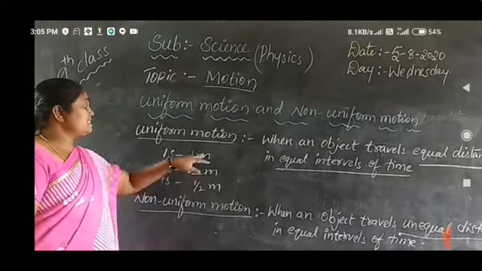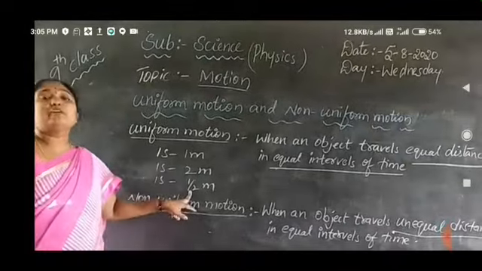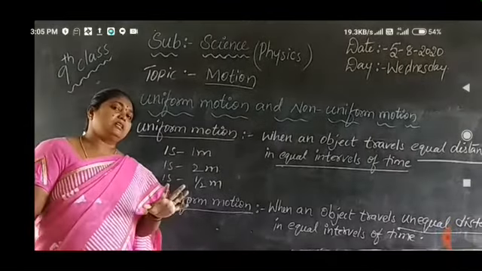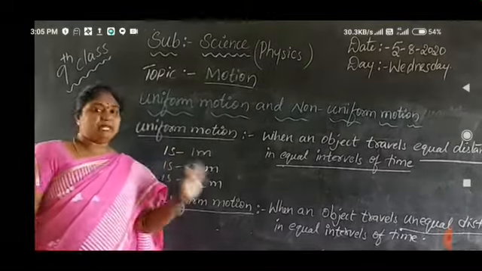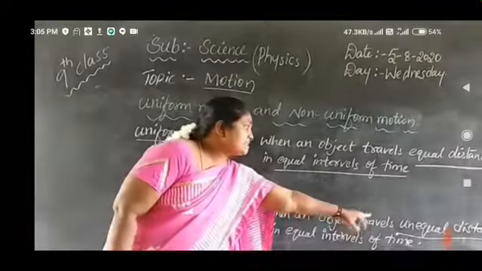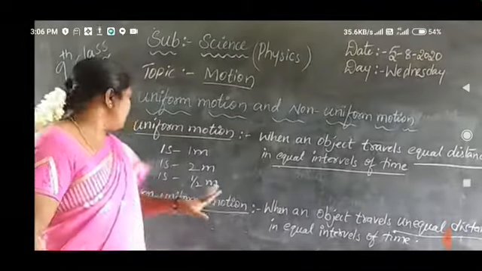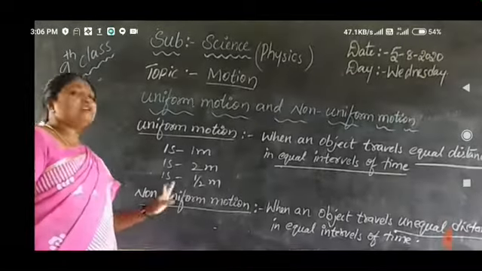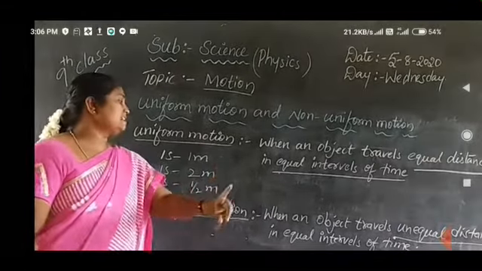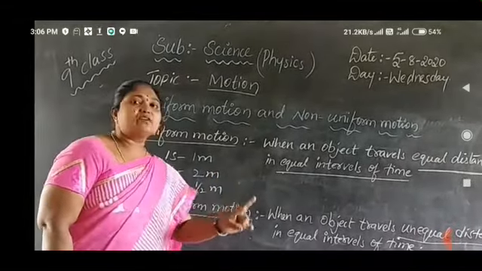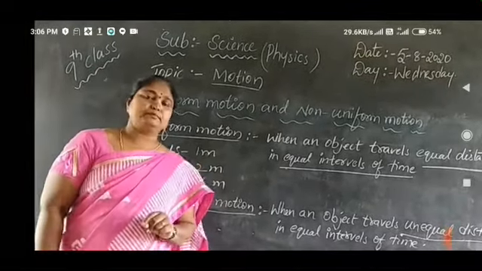That means we can see the difference in distance here. For the third second, it has gone only half a meter. That means in 3 seconds, it has traveled 3.5 meters. So it has covered unequal distances in equal intervals of time. This we can call non-uniform motion. When an object travels unequal distance in equal intervals of time, it is known as non-uniform motion.